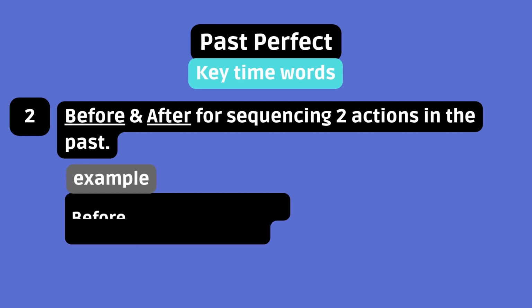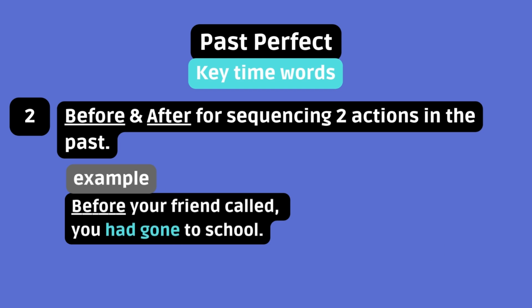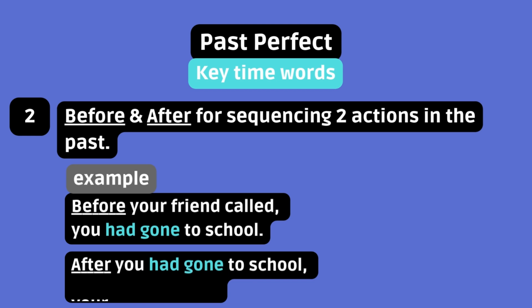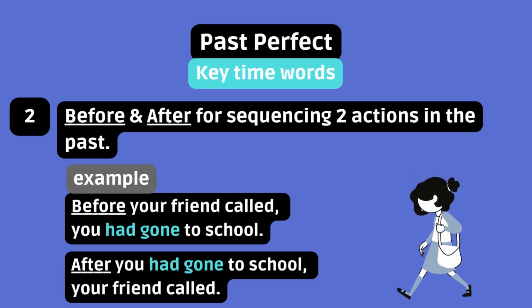Example: before your friend called, you had gone to school. After you had gone to school, your friend called. In both instances, the past perfect and time words establish the order of the actions. Going to school happened prior to the call.